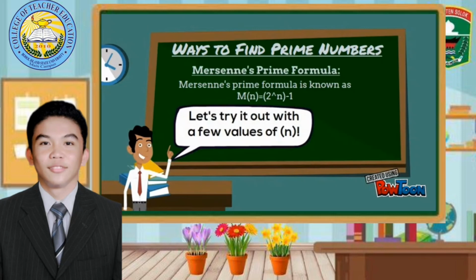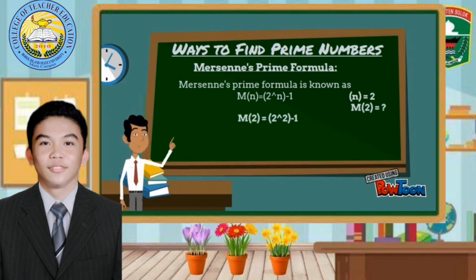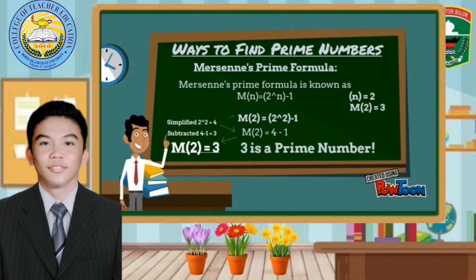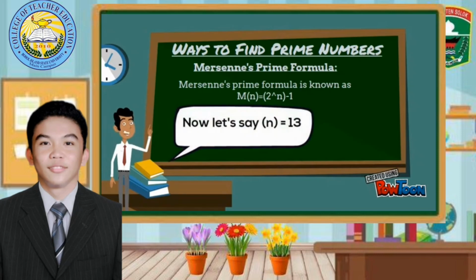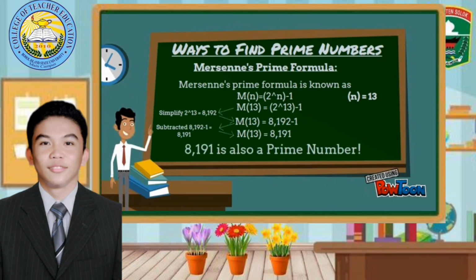Let's try it out with a few values of n. Let's say n is equal to 2. Just simply substitute the value n equals 2 into the Mersenne's prime formula and then simplify. Then we get 3. Thus, 3 is a prime number. Now, let's say n is equal to 13. Just repeat the process in the previous example. Here, we get 8191 and it is also a prime number.